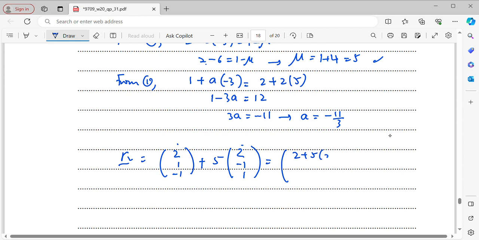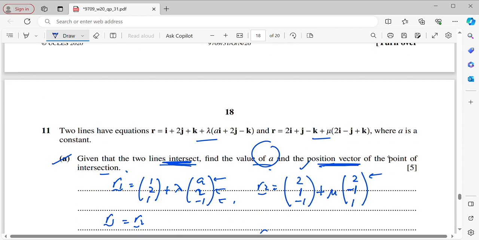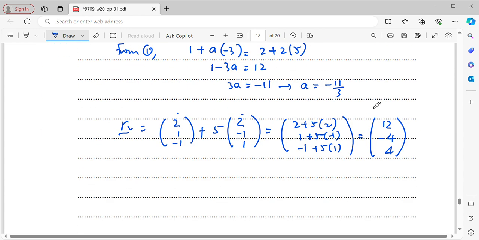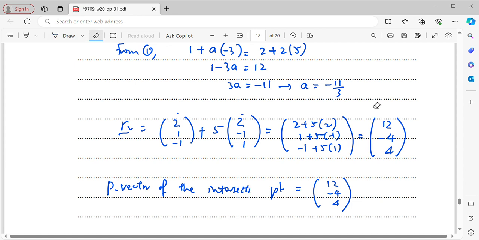Or maybe I do it step by step. Then you will be getting (12, 5, minus 4). Okay, then now go back to the question, position vector. So I will just write position vector of the intersection point equals (12, 5, minus 4). Okay, so that's all for this part.